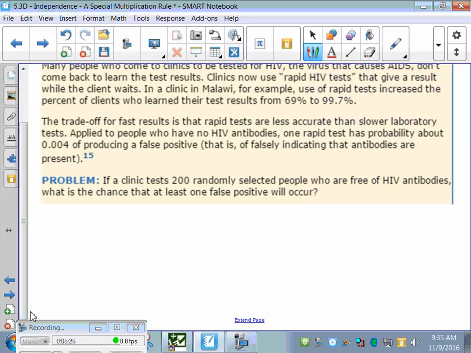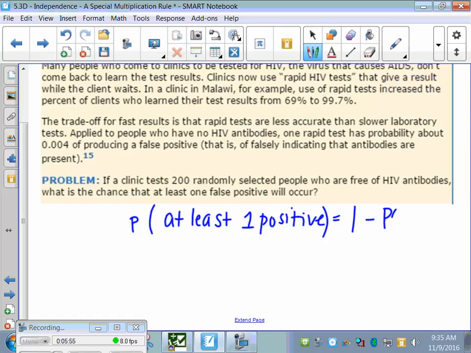If a clinic tests 200 randomly selected people who are free of HIV antibodies, what is the chance that at least one false positive will occur? So 200 people who don't have HIV, but what's the probability we actually get a false positive on at least one of those? Okay, so the probability of at least one positive test result is equal to 1 minus the probability of no positive test results.